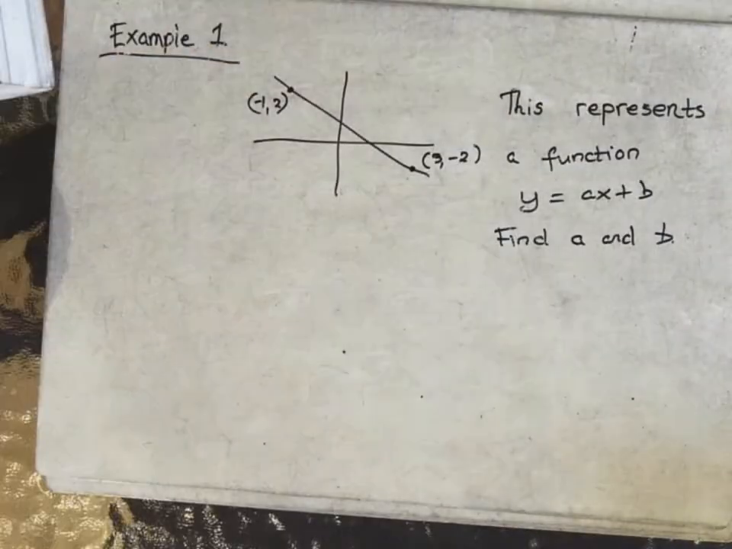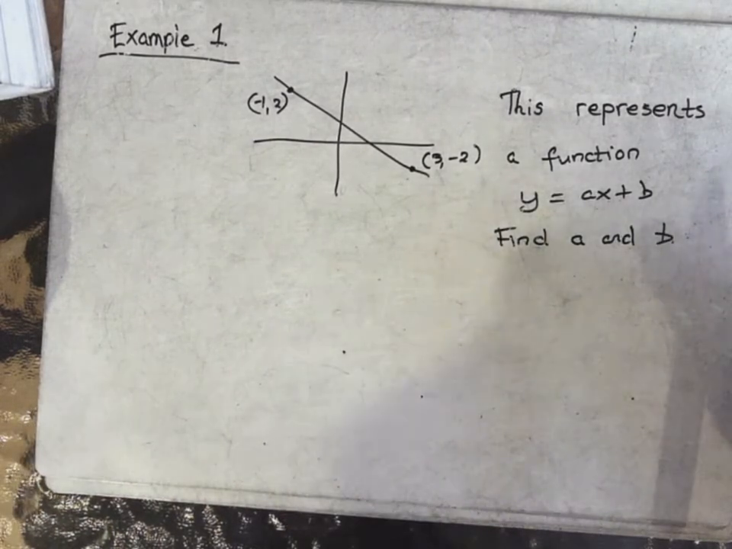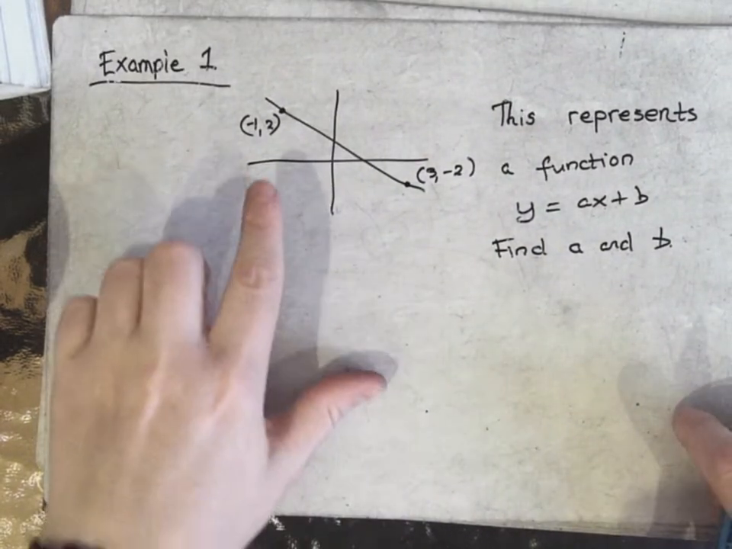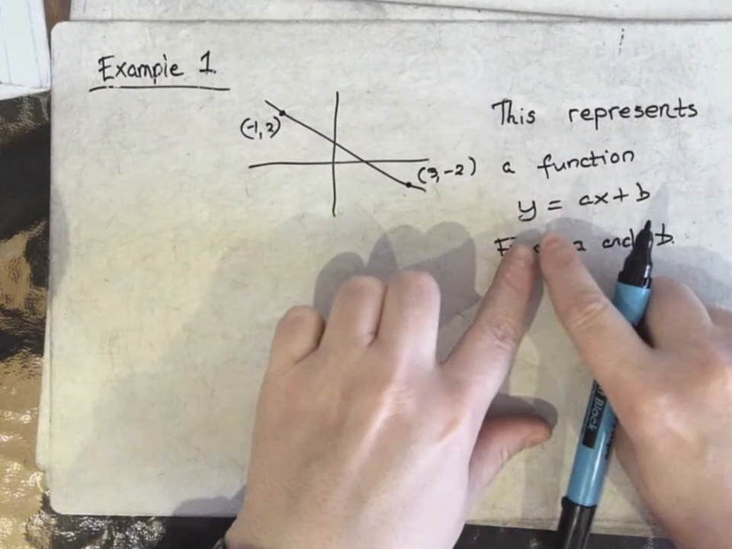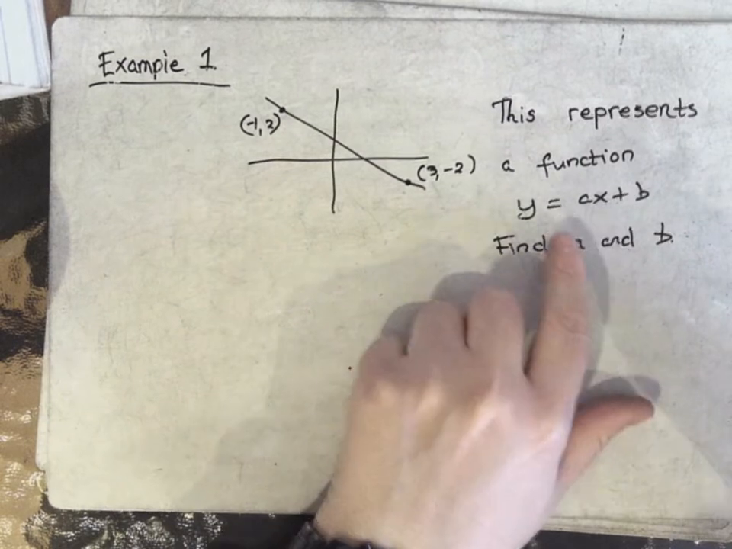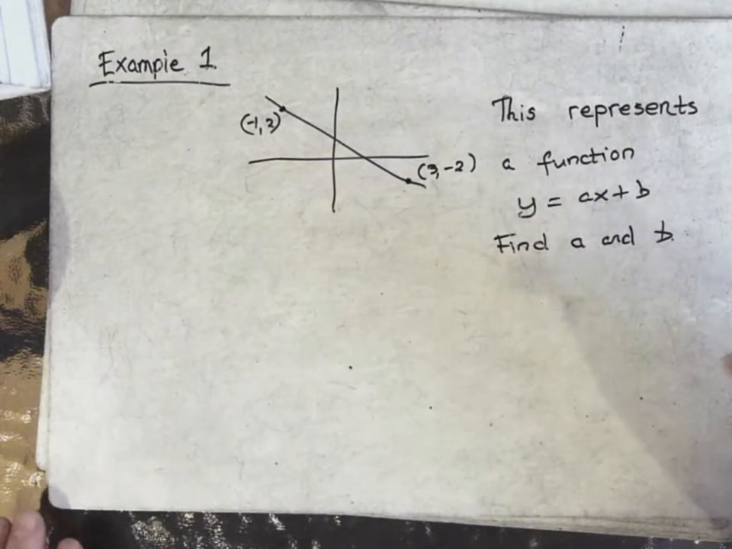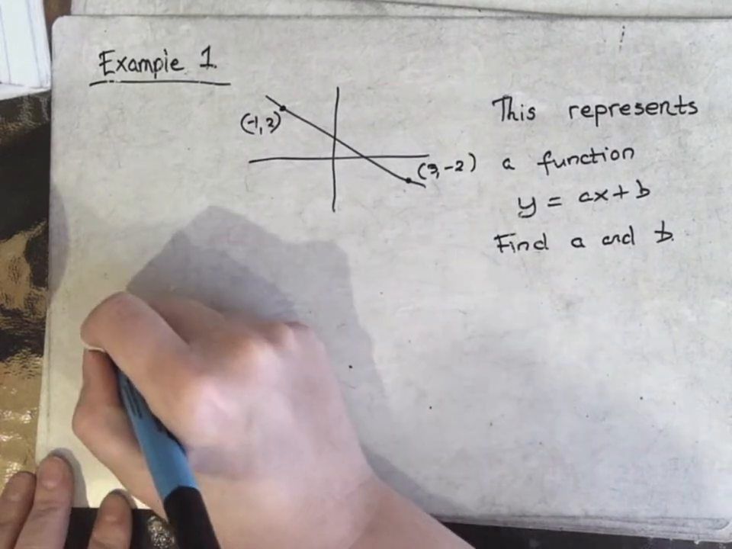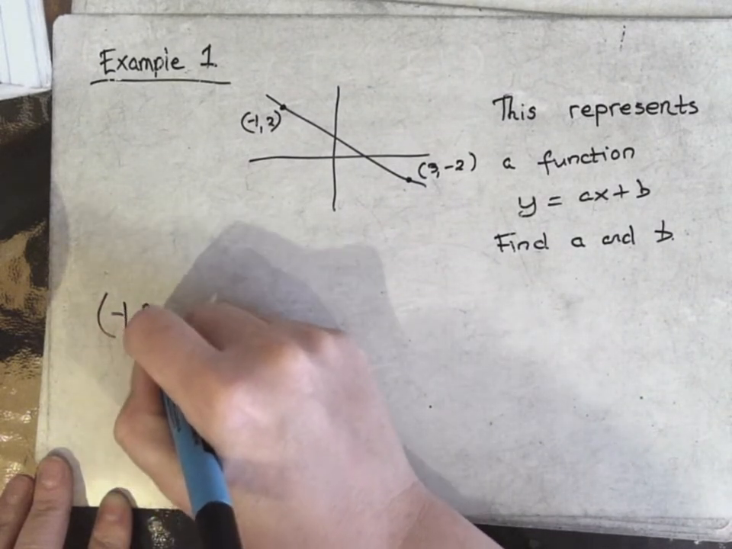Okay, right, so here's my example. Here's my line. It's got 2 points on the line. This represents the function. They told me it's something x plus or minus a number, and you have to find out what the something x and what the number is. So what you do is you take the first point. I'll just take minus 1, 2 as my first point.